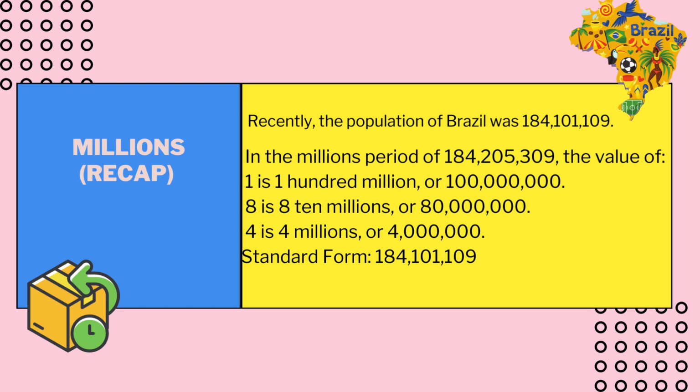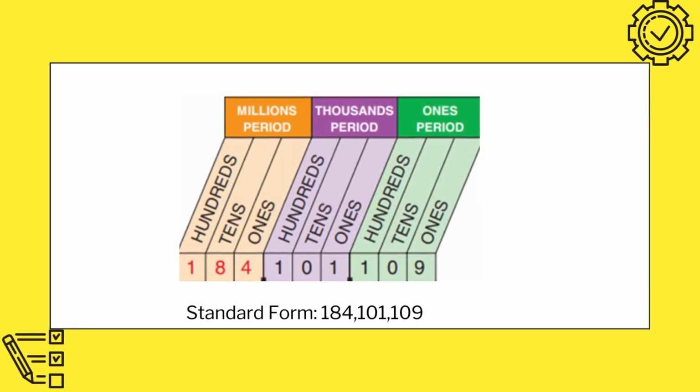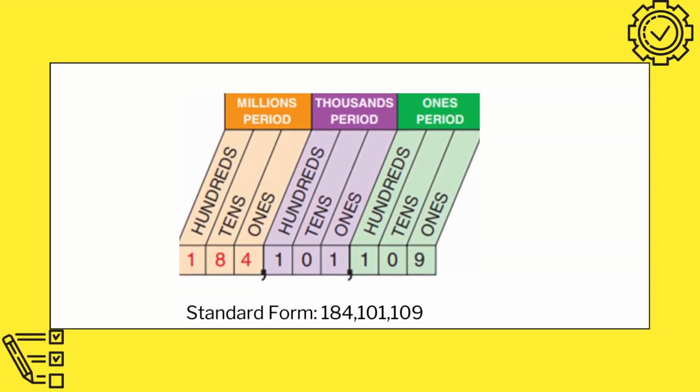In this example, the first digit 1 represents 100 million. The next digit 8 represents 80 million. The next digit 4 represents 4 millions, and so on. Another example is 184,101,109. Again, you can see that there are total 9 digits, and if you want to represent it in standard form, after every 3 digits you have to separate the numbers by commas.